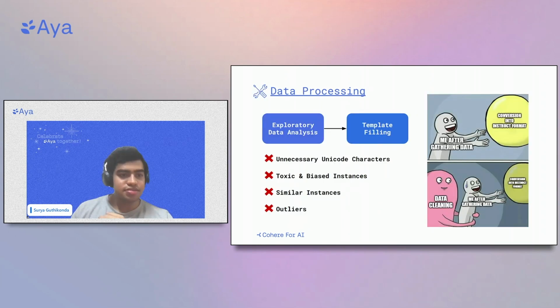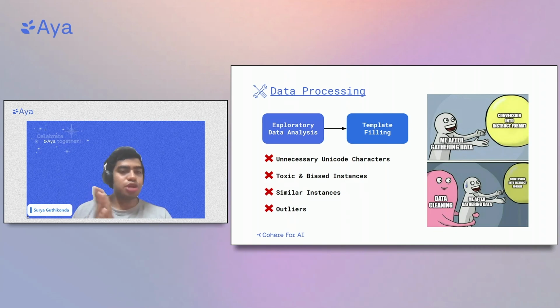Next slide. And the next step is the data processing. Whenever you get the data and you have templates, you can't directly go into creating the data set. You need to do some kind of data cleaning to make sure it's perfect. One of the things you can do is explore the data.